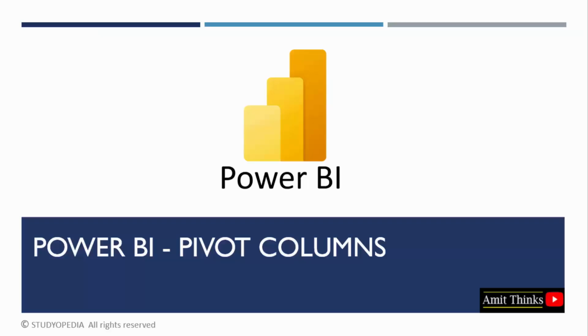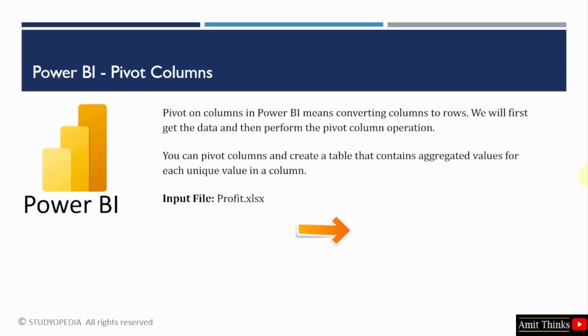In this lesson we will see how we can use the pivot columns concept for data transformation. So you can pivot columns and create a table that contains aggregated values for each unique value in a column. Let's see. So pivot on columns is like converting columns to rows. We will get the data and then perform the pivot column operation. Okay, this will display aggregated values for each unique value in a column.